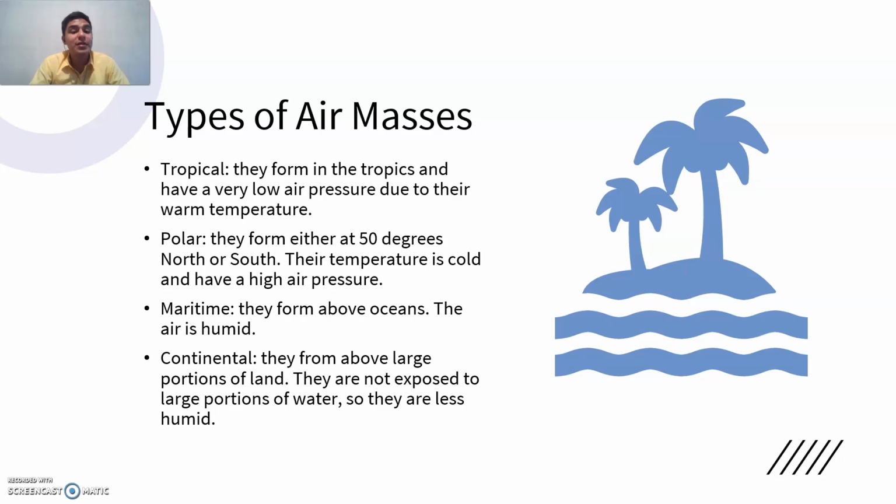And lastly, we have the continental ones. They form above large portions of land, and they are not exposed to large portions of water, so they are less humid. So pretty much this one will be the opposite of maritime. So continentals, they can form in any continent, just like the name says. It can be in Africa, in Europe, in America. But since they don't have a lot of exposure to big water portions such as the ocean, then the humidity in these air masses is going to be very low.